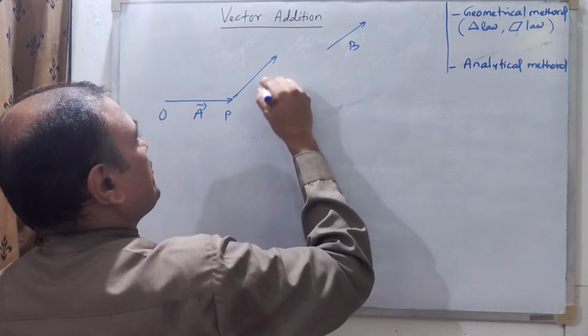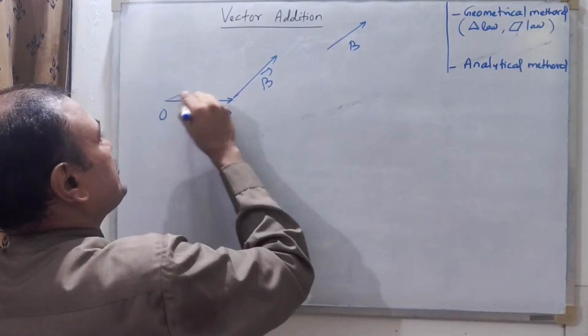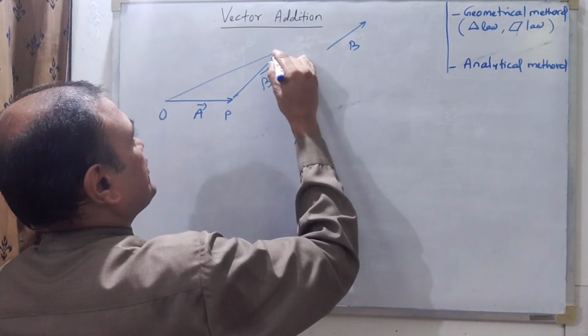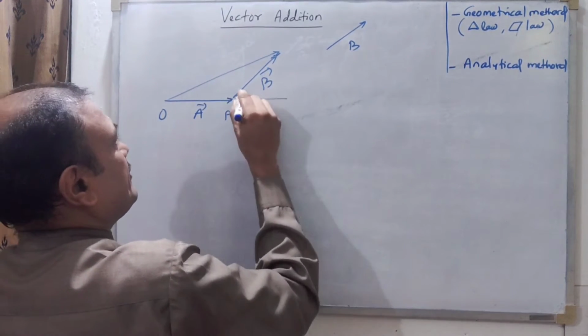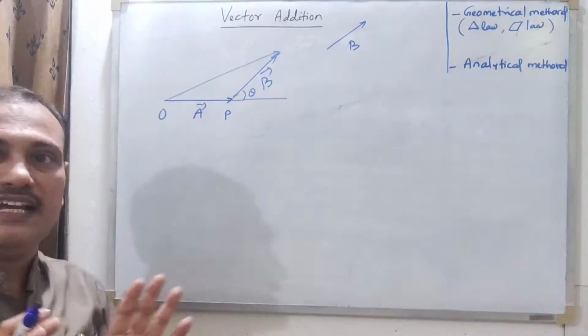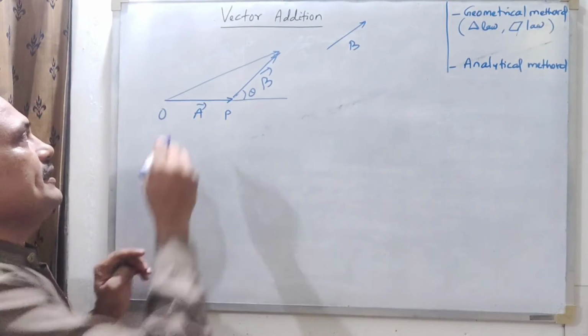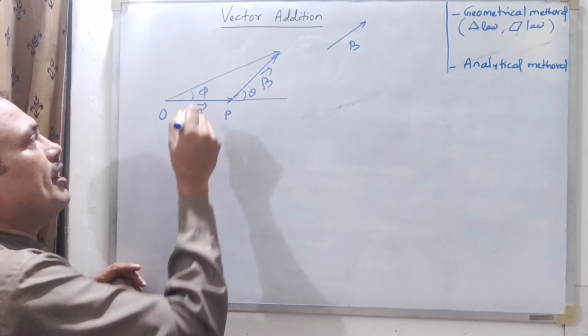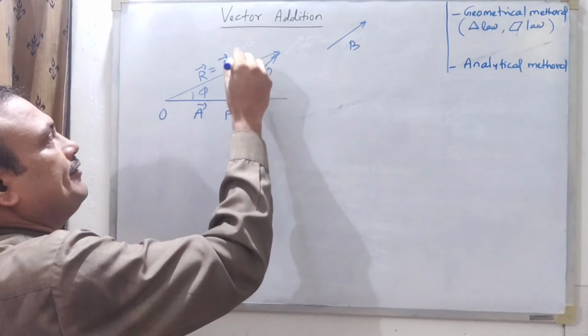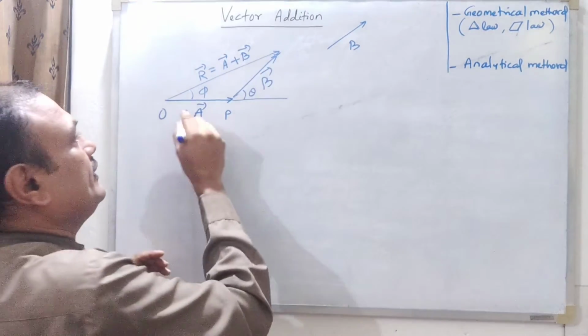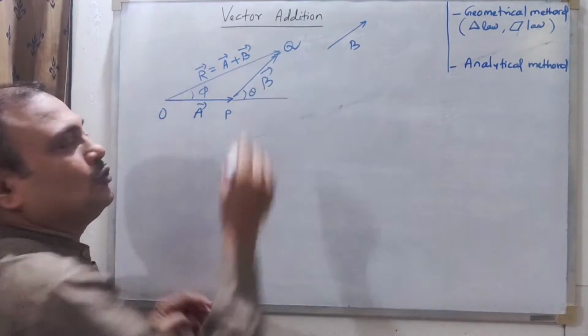This is my B vector, let us say. Then the resultant is this one. Resultant vector is this one. This is my resultant. This is theta. Theta is the angle between the two vectors. Then the resultant angle is phi, and the resultant I can write as R is equal to A vector plus B vector. Right? This is O, P. Let me take this as point Q.